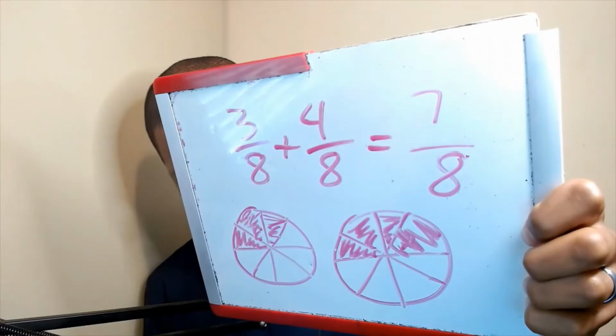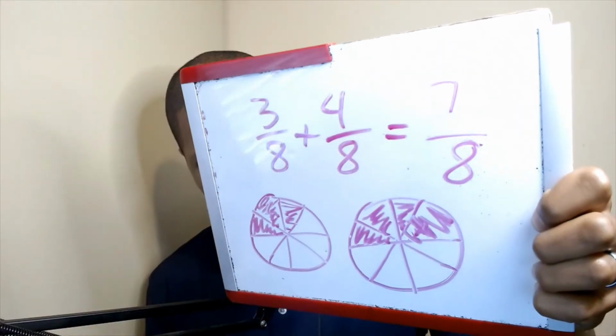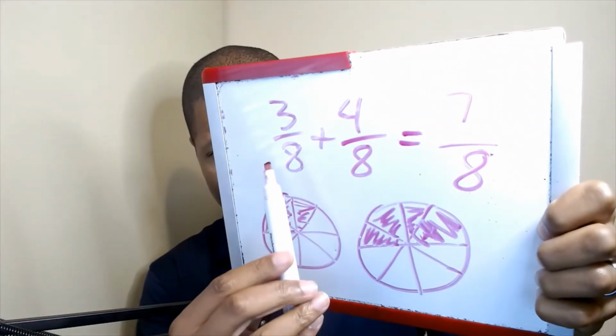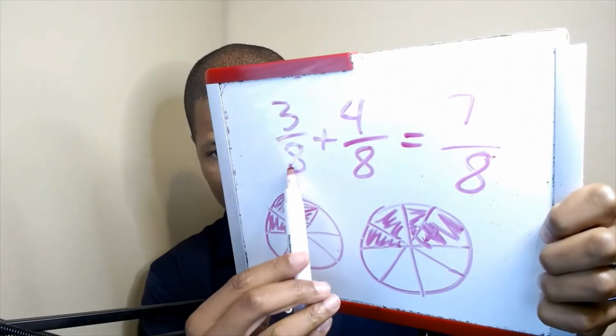Sorry about the glare there, but hopefully I can get the angle right. So that's kind of the understanding. For that reason, when you add two fractions together, you got to keep the denominators.